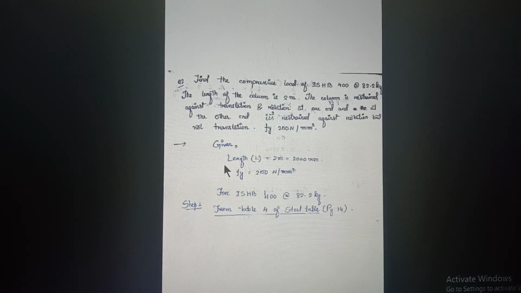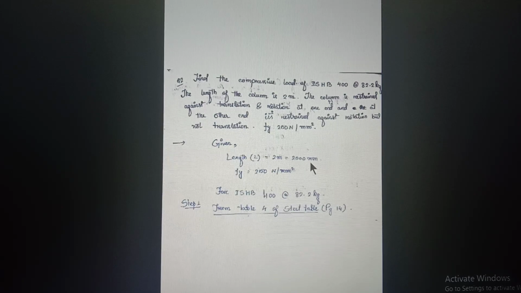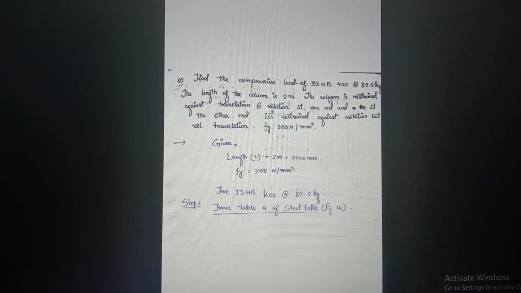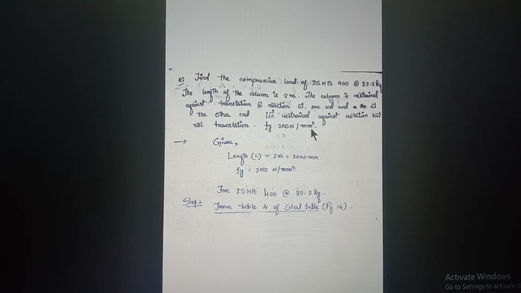Now see, in the given I have written L equal to 2 meter and let's convert it to mm. It is 2000 mm. Here we have to keep all the units the same. Then what is given? The column is restrained against translation and rotation at one end, and at the other end it is restrained against rotation but not translation. For this part, we require this in the effective length part, not now. So later on in the step I will show it. And then fy is given as 250 Newton per mm square.